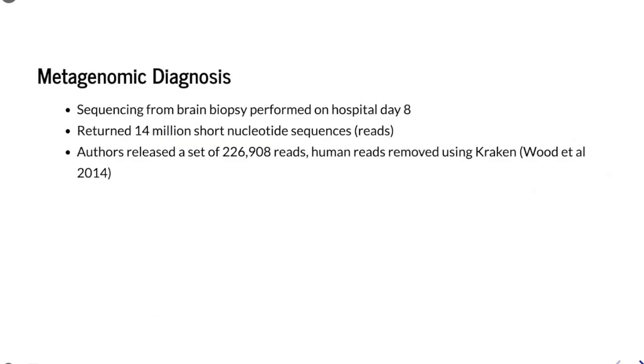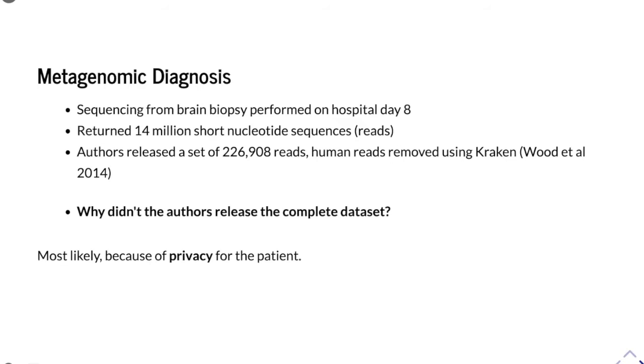So for this case here, they sequenced the brain. They performed a biopsy at day 8. But they also did the CSF before. And it returns 14 million reads. And the authors only provided the reads where no human was matched, for privacy reasons. So they initially took these 14 million reads and used the tool Kraken to remove all human reads from it. The question is, again, why would you not release everything? But as mentioned, privacy is very important, so we cannot just give out human DNA.